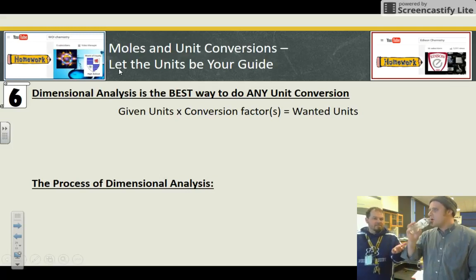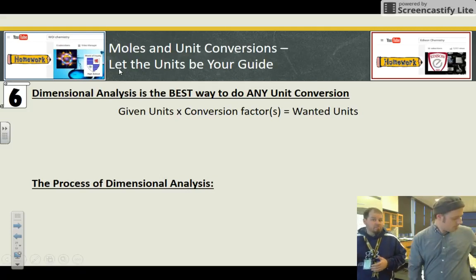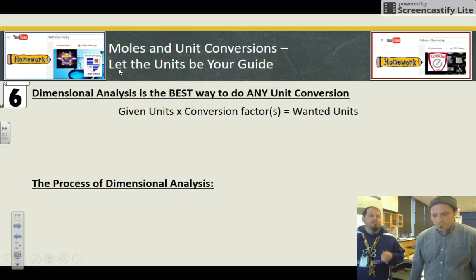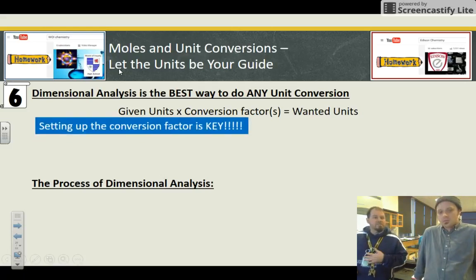So I'm going to take the given. I'm going to multiply it times my conversion factor, which is the gram formula mass, and it can go one of two ways. That's going to give me my wanted units. But I'm going to let the units be my guide, so I set it up right. Okay. So setting it up is key.